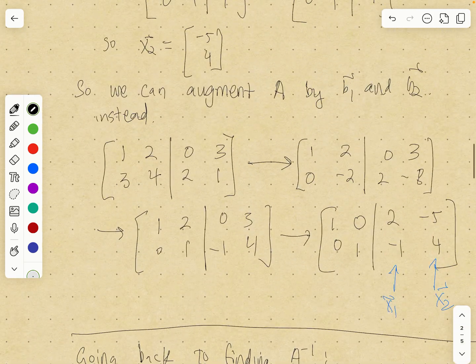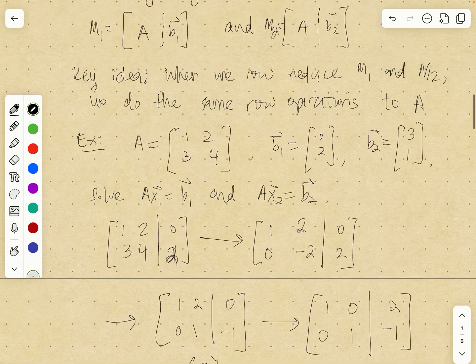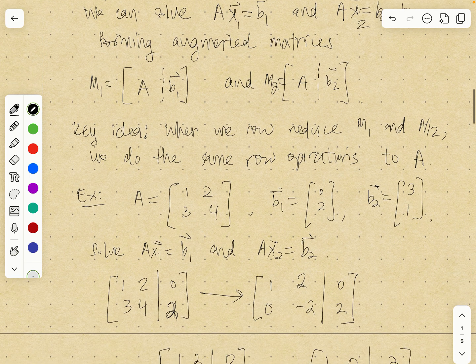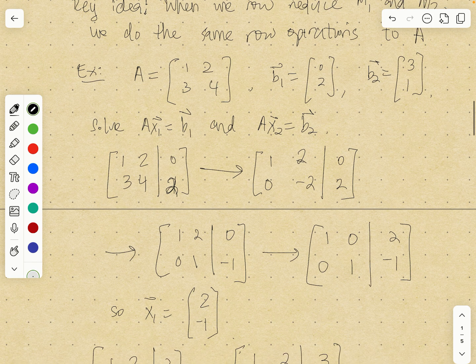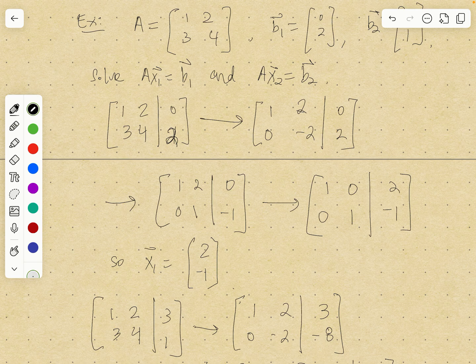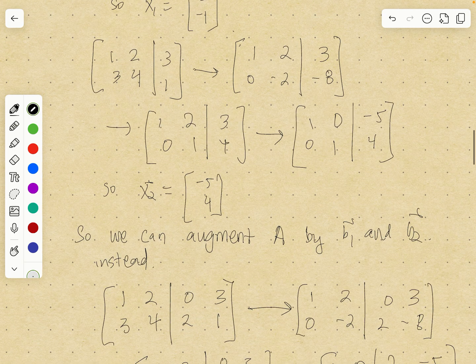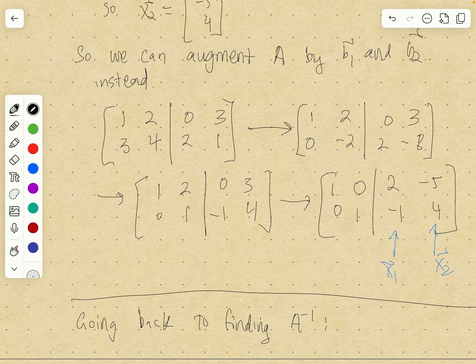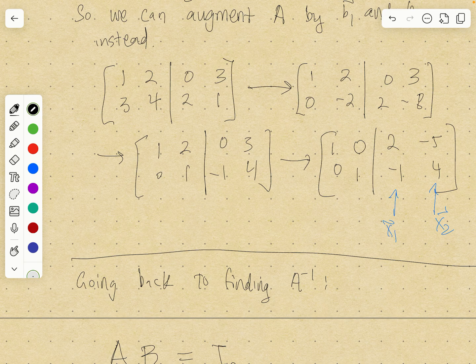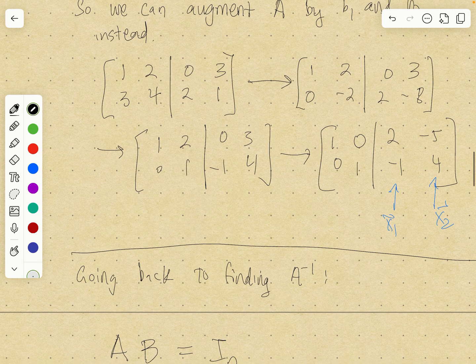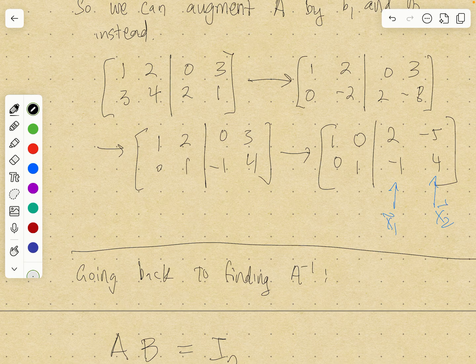And one way to think about why it works, this is probably the easiest way of thinking about it, is this fact that when you have A times x1 equals b1 and A times x2 equals b2, instead of taking two augmented matrices and then solving for x1 and x2 separately, what you can do is you can augment A by both columns b1 and b2, and then when you row reduce, you're going to get both columns x1 and x2. And same thing if you had b1 through bn, right? You're going to get x1 through xn.